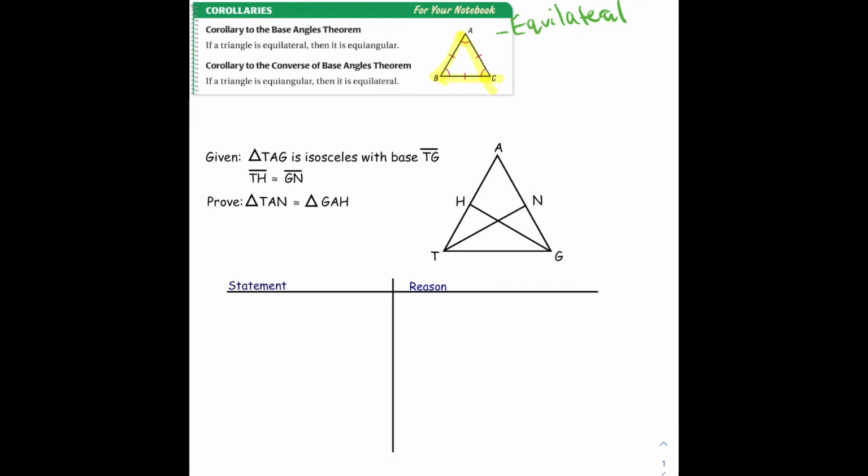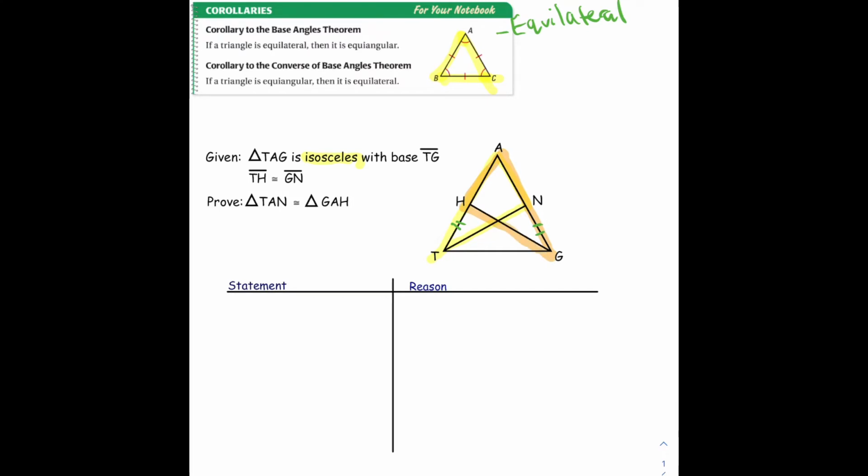Given triangle TAG is an isosceles triangle, okay? Because it tells us it's isosceles, we know specific things. With base TG, then TH is congruent to GN. Prove triangle TAN is congruent to triangle GAH. So TAN is congruent to GAH.